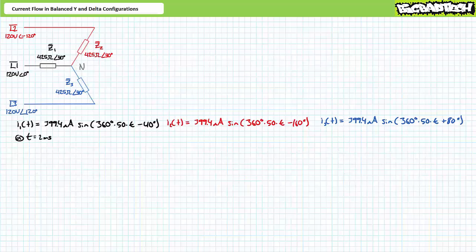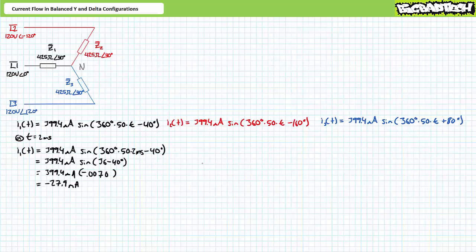Let's see what happens 2 milliseconds later at time t equals 2 milliseconds. Substituting 2 milliseconds into the time-variant expression for I1 yields 399.4 milliamperes times the sine of 360 degrees per cycle times 50 cycles per second times 2 milliseconds minus 40 degrees. Units of cycles and time cancel out, and we're left with 399.4 milliamperes times the sine of 36 minus 40 degrees, or negative 4 degrees. Sine of negative 4 is 0.0070.